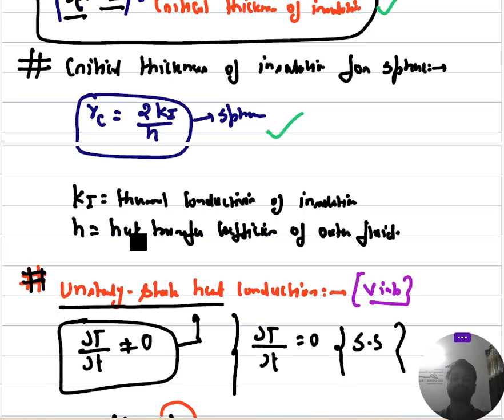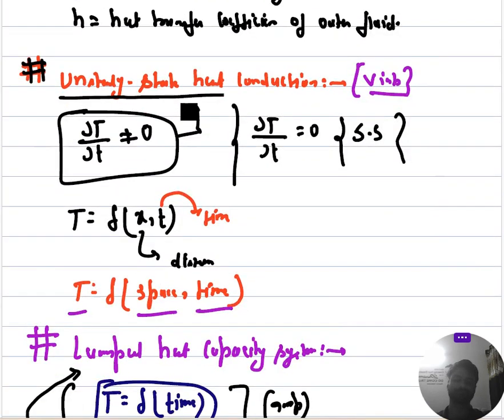Okay, coming to the critical thickness of insulation for a sphere. Again, you can use the similar procedure that I derived earlier. You can differentiate the resistance with respect to the outer radius, make it zero, and calculate the value of R, and that R will be called the RC. That equals 2 Ki by H, right? What is Ki? Ki is the thermal conductivity of insulation and H is the heat transfer coefficient for the surrounding fluid, and RC is 2 Ki by H.